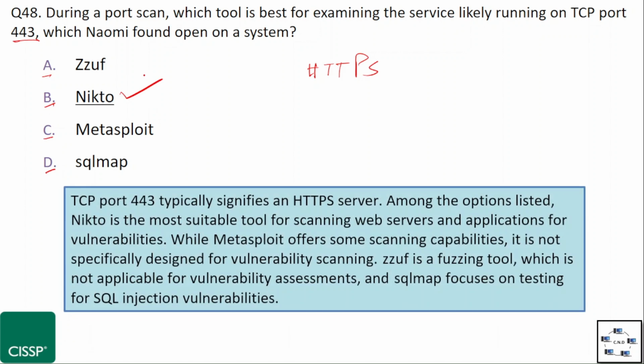So what is Nikto? TCP port 443 typically signifies an HTTPS server. Among the options listed, Nikto is the most suitable tool for scanning web servers and applications for vulnerabilities. While Metasploit offers some scanning capabilities, it is not specifically designed for vulnerability scanning. ZZUF is a fuzzing tool which is not applicable for vulnerability assessment, and SQLMap focuses on testing for SQL injection vulnerabilities.